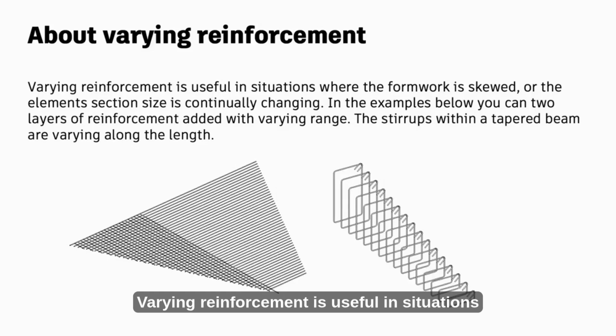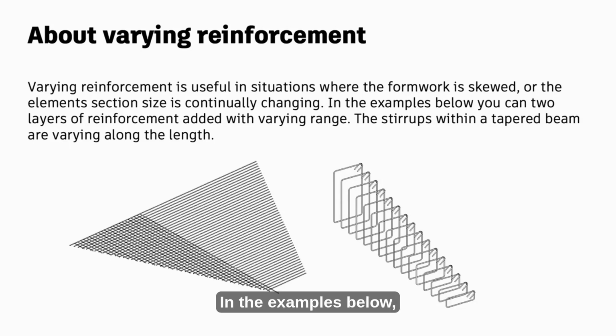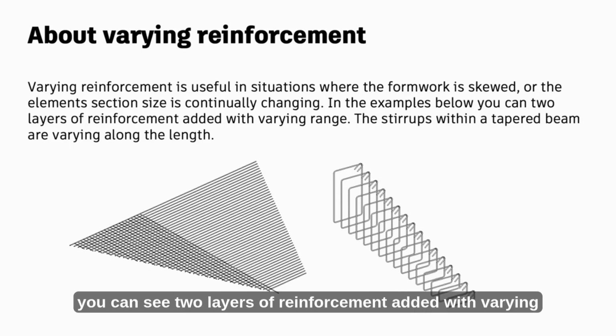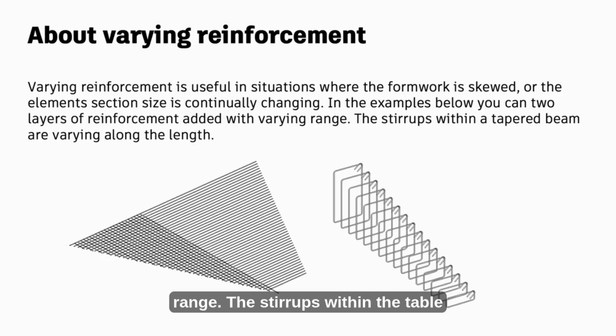Varying reinforcement is useful in situations where the formwork is skewed or the element's section size is continually changing. In the examples below, you can see two layers of reinforcement added with varying range. The stirrups within the tapered beam are varying along the length.